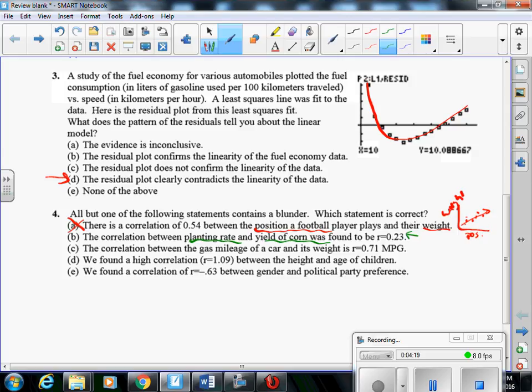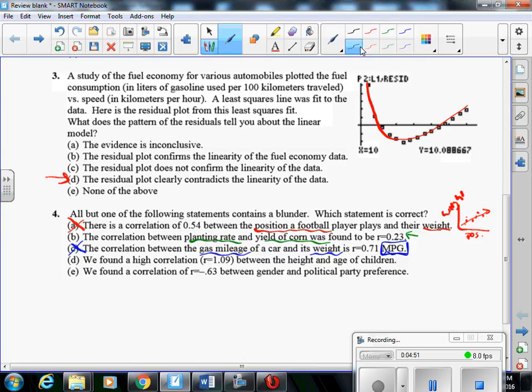C, the correlation between the gas mileage of a car and the weight of a car is 0.71 miles per gallon. Does the weight of a car and mileage make MPG? Hopefully you're saying no, MPG is miles per gallon, not mileage per weight. So this is my problem right here, they're using the wrong statements.